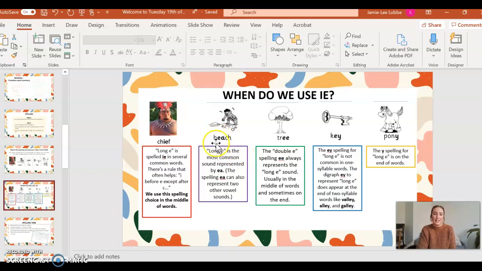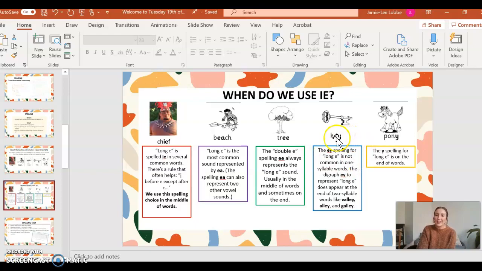The long E, as in EA for beach, is the most common spelling choice for this sound. And we're going to see that also in the middle of words. So that's what can make it a little bit tricky at times. You have to choose between some of these choices. The EE, making the long E, will always represent the long E sound. Okay, when you see EE together, it is always making the long E sound. It's usually in the middle of words and sometimes on the end.